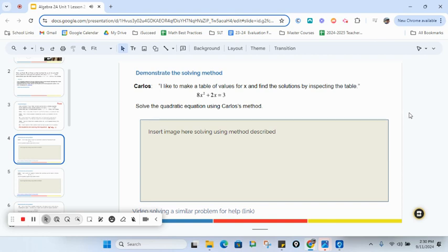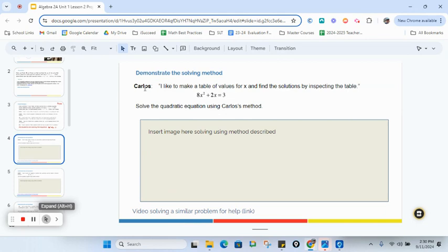Hey everyone, this is a video to help you with this part of your project where we're going to be looking at solving a quadratic equation using a table of values. So for this slide, Carlos's favorite way of solving is to make a table of values for x and find the solutions by inspecting the table. You are asked to do that with this equation.